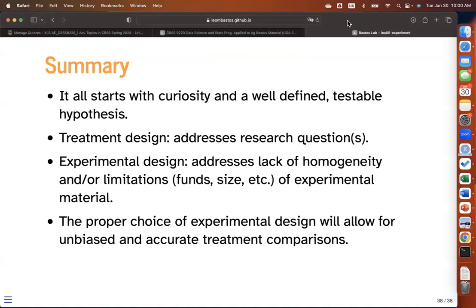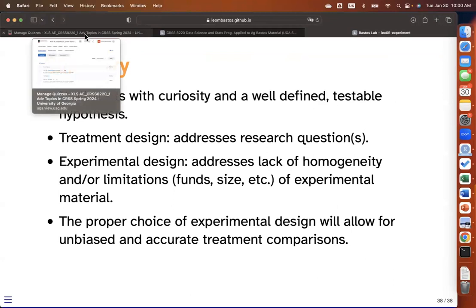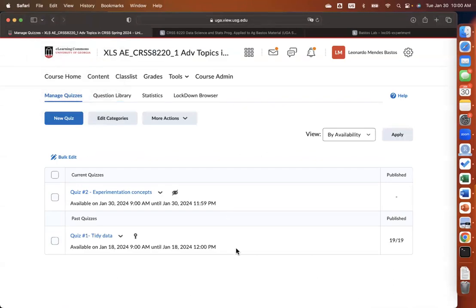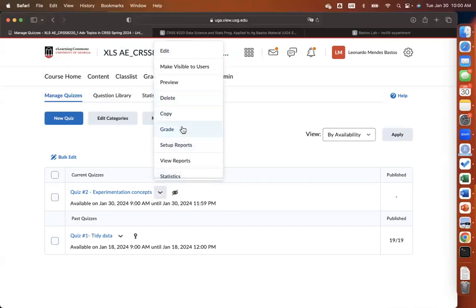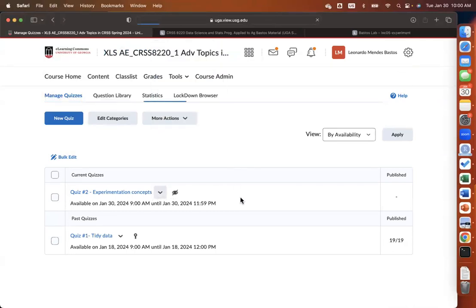So I have a quiz for now to just go through some of the concepts that we went through in this lecture. If you go to your ELC, I'm going to make this available right now. This is called quiz number 2, experimentation concepts.